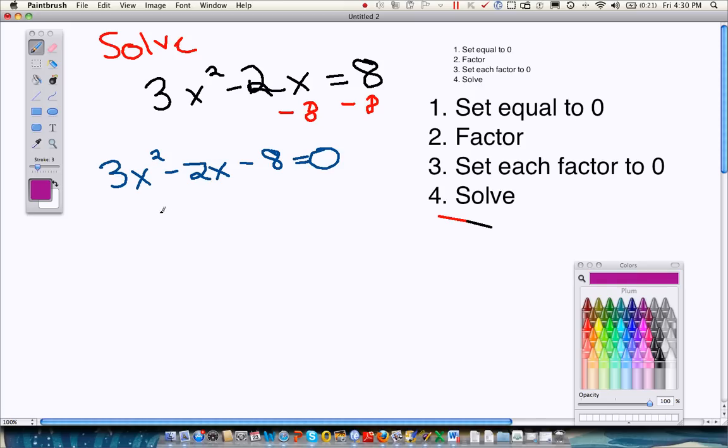Now I know you've probably gotten a lot of practice factoring in your MML, and I also want to encourage you, there's a lot of resources out there for factoring. So please don't hesitate to ask if you're having trouble factoring, and we'll do our best to help you.